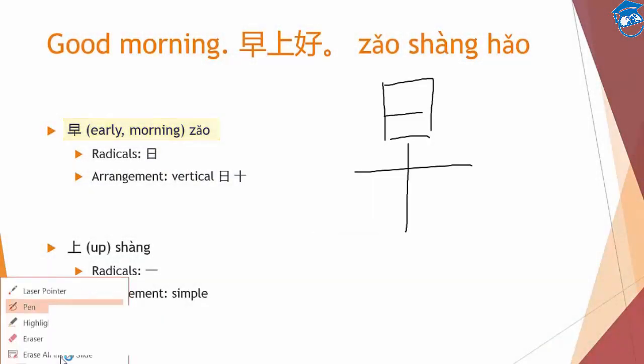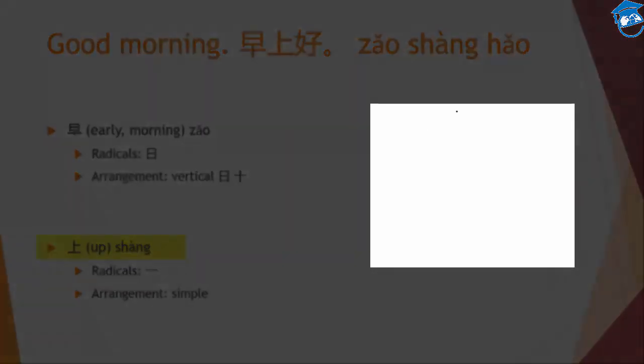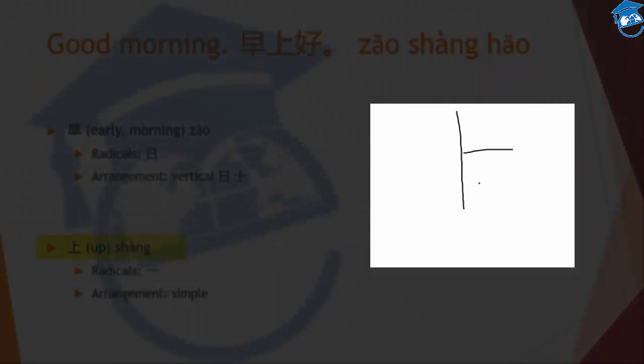Okay, the next one is 上, which means up, but when we want to say good morning, 早上好, it has to be there. Okay, so this is 上. So you can see that it's like some pole, like indicating it's up. This is the radical, just one horizontal stroke and a simple component. This is how we write it. 1, 2, 3. Okay.